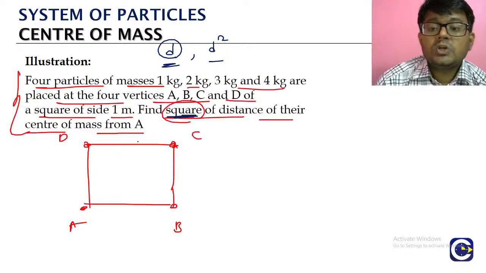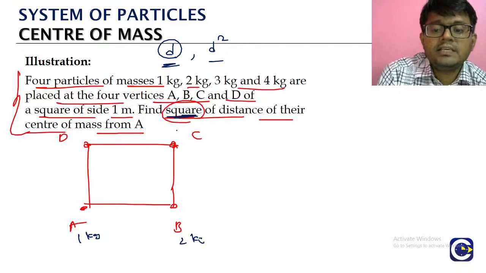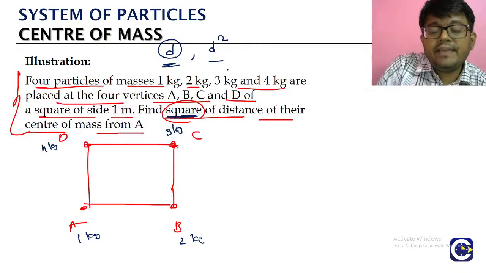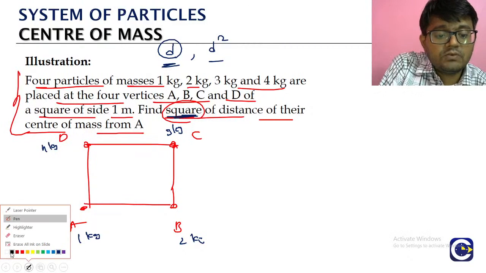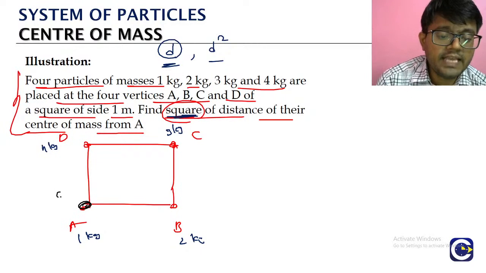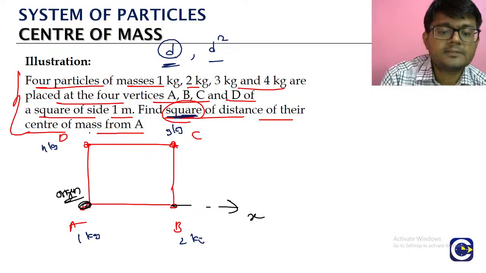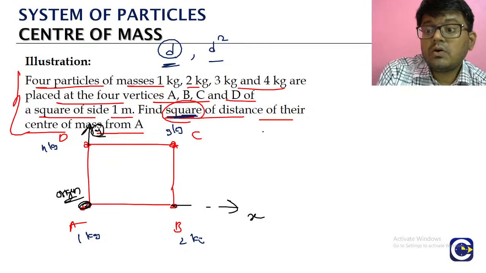Okay, so look at this. Here we have 1 kg, here 2 kg, here there is a 3 kg, here there is a 4 kg. So what is the general assumption that we proceed with? We will take this as our origin, x-axis, y-axis. Now I will tell you the coordinates. You can tell me whether it is correct or not.